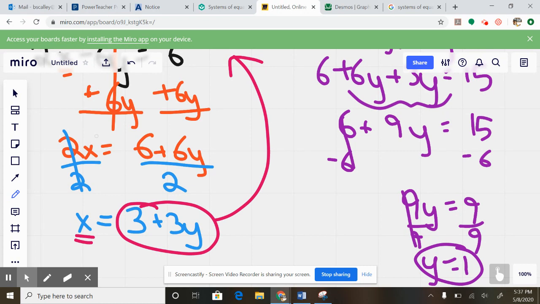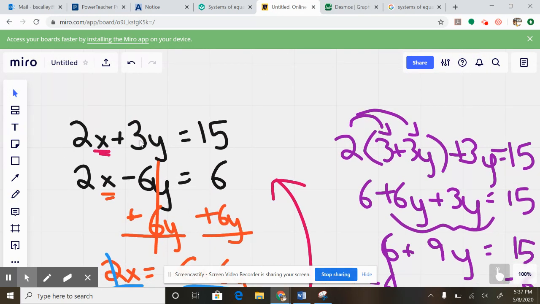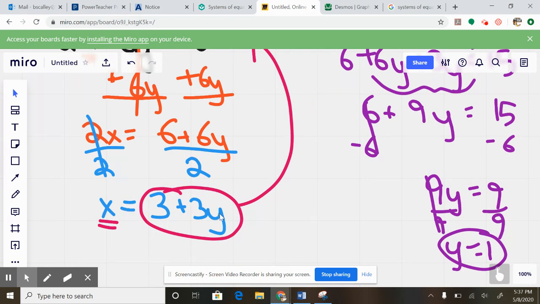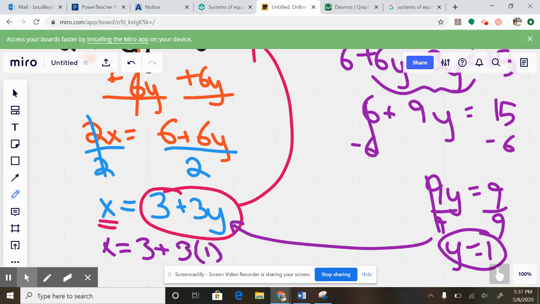And I'm going to go ahead and use this equation in blue, x equals 3 plus 3y. Even though it wasn't necessarily one of my original equations, the ones in black were my original equations, it has both variables in it. So I'm going to take the fact that y is 1 and plug it in for that y right there. That would be x equals 3 plus 3 times 1. And this is easy, we can do it in our head. 3 times 1 is 3, and then 3 plus 3 is 6. So I know x is 6.